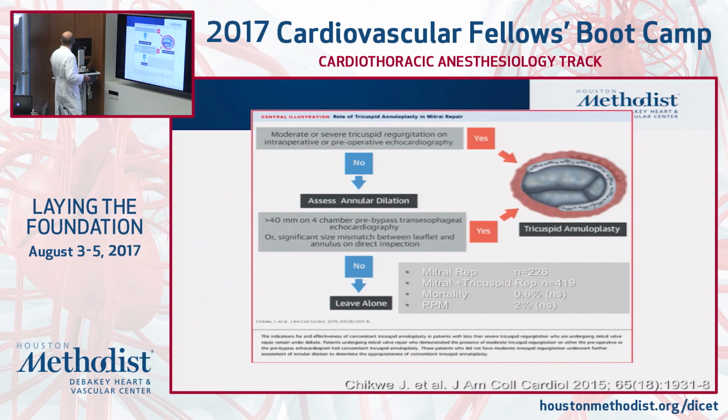So just to recap that briefly, if you're doing a left-sided procedure and you've got moderate or severe TR on intraoperative or preoperative echocardiography, it really should be preoperative, not intraoperative. Intraoperative will almost always underestimate it under the loading conditions that they have with the patient being asleep. But if they have moderate or severe, and they're having a left-sided procedure, fix it with an annuloplasty. If they don't have moderate or severe, but they have a dilated annulus, fix it. If they don't have a dilated annulus, leave it alone. Put that way, it's sort of easier.